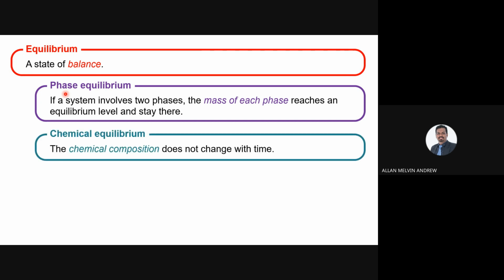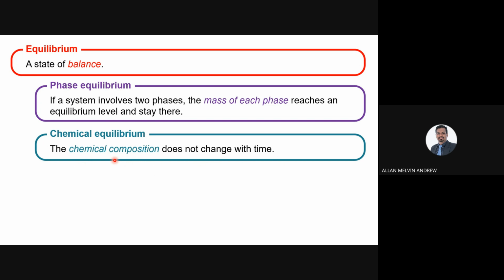We call it a chemical equilibrium. So the meaning is that the chemical composition does not change with time, because we are dealing with fluid. Fluid means it can be liquid or gas. In Malay we call it cecair ataupun gas. So you can have a fluid in two different forms.